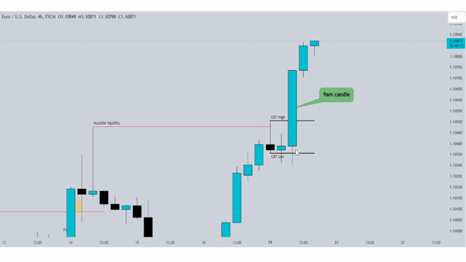You'll be anticipating the third candle, which is the 9 a.m. candle, to create higher prices, where in the lower time frame you'll be expecting a power of 3, where price will be going for lower prices, then creating a high, creating a judas swing.